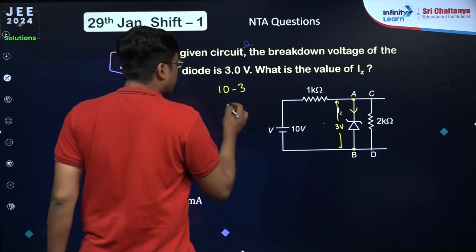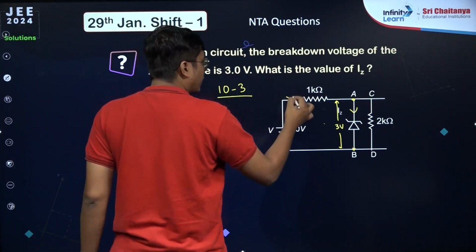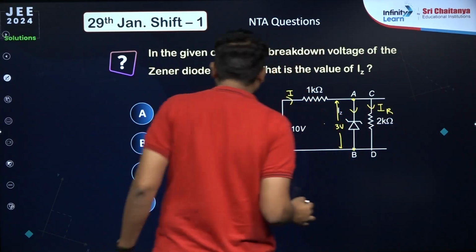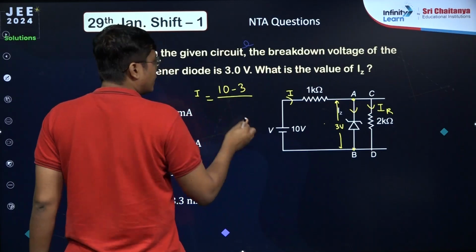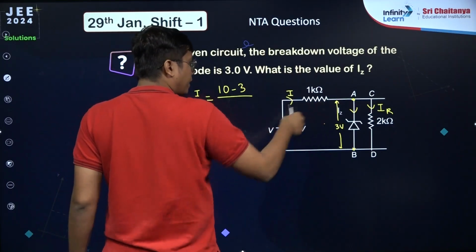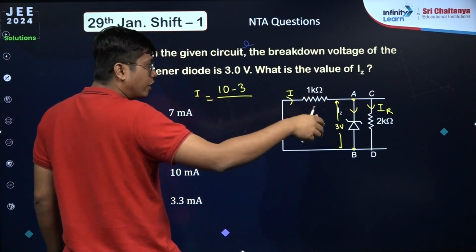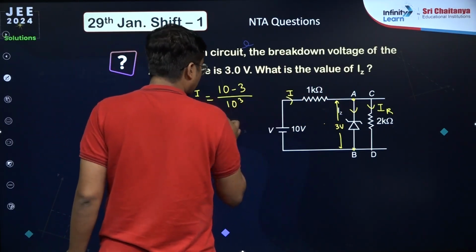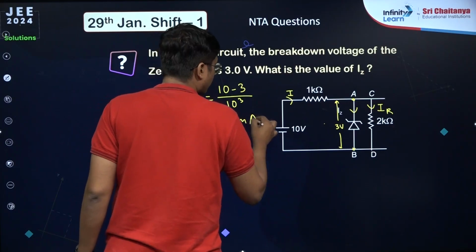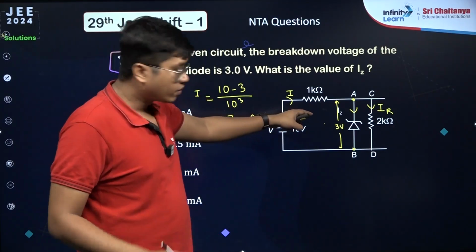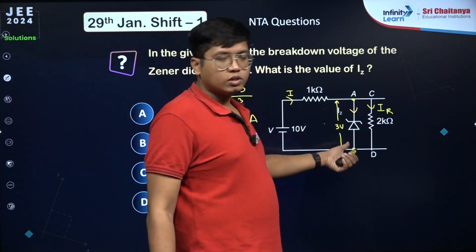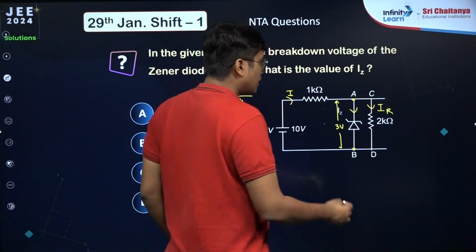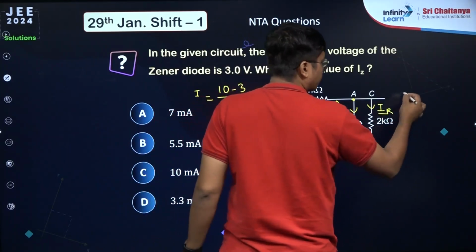So if the current here is I, then I is equal to 10 minus 3, the applied voltage minus the voltage that the Zener diode maintains across it, divided by 10 to the power 3, that is 7 milliamperes. That is the total current flowing out. Now you want the current flowing through the Zener diode, but that's not how we directly go for it. Find out what is the current IR.